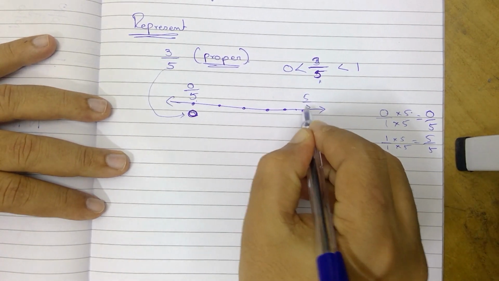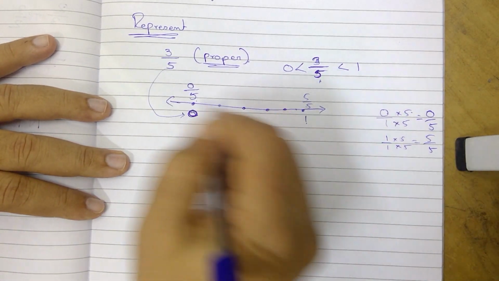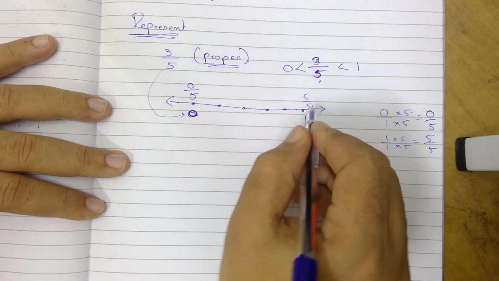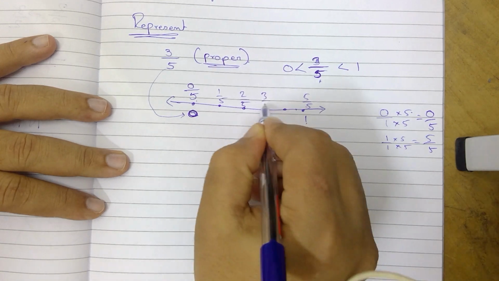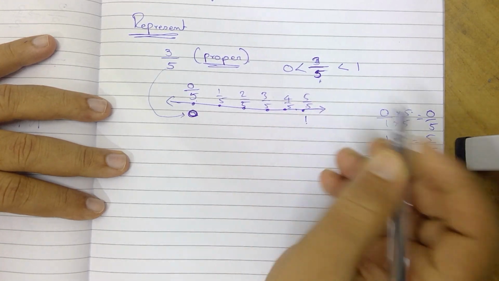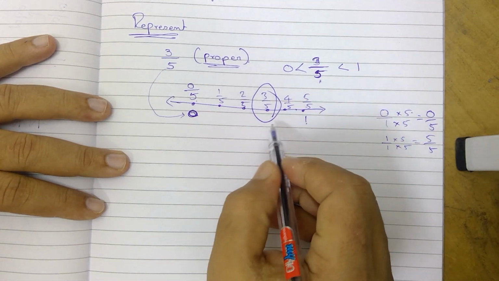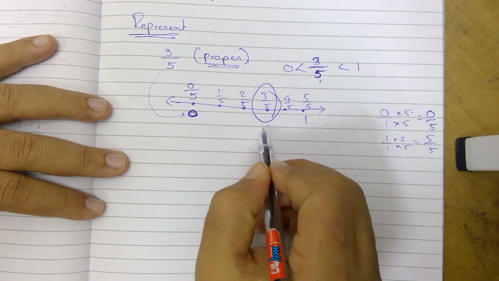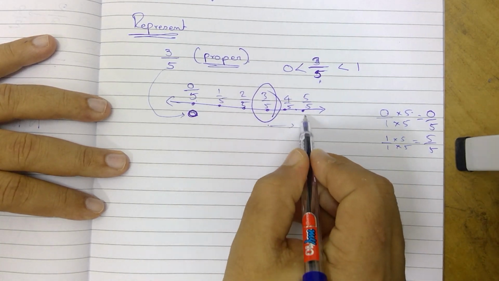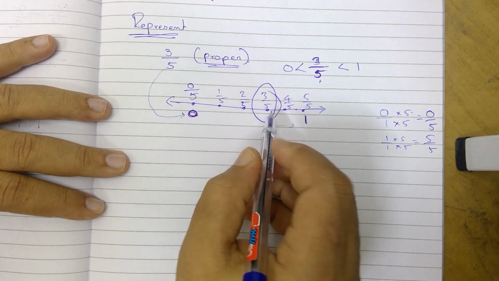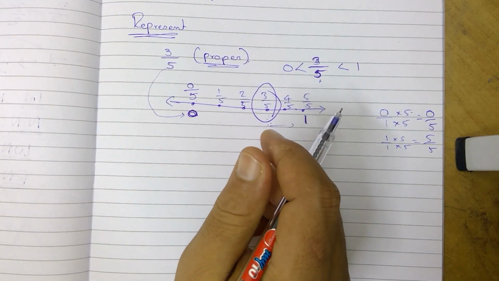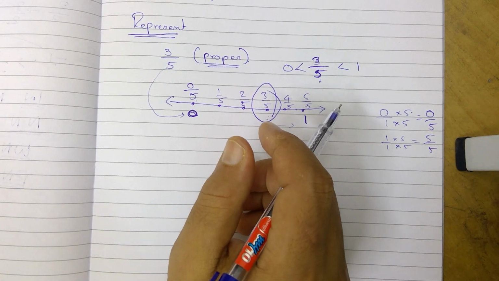Now see, 0 by 5, 5 by 5, and in between 1 by 5, 2 by 5, 3 by 5, 4 by 5. So where is 3 by 5? 3 by 5 is here, leaning towards 1, and a little bit far from 0. So this is how you represent any rational number on the number line.